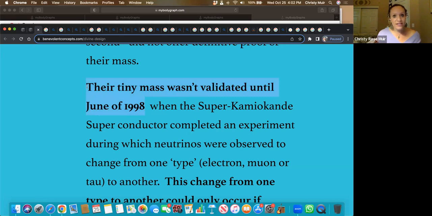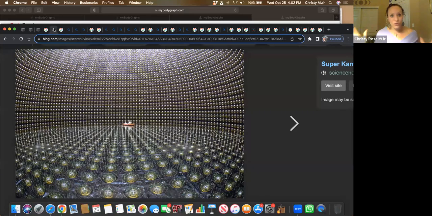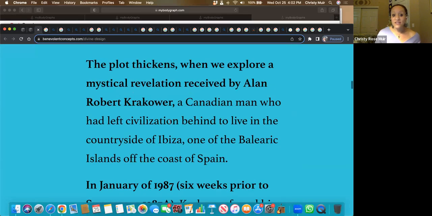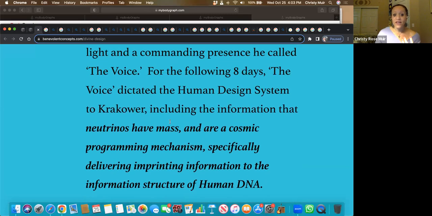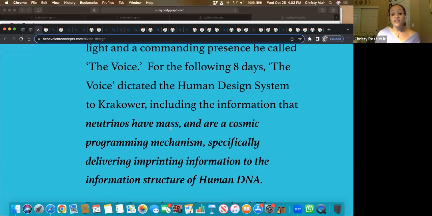The information was also instantly available. And so science went around it its way. It created a superconductor, it conducted experiments with the scientific method, and it combed through the data that it gleaned from those experiments for another several years before it was able to validate what Ra was able to receive directly from this presence called the voice. He received directly the information that neutrinos have mass. So it's very interesting that these different ways of knowing converge in this system.